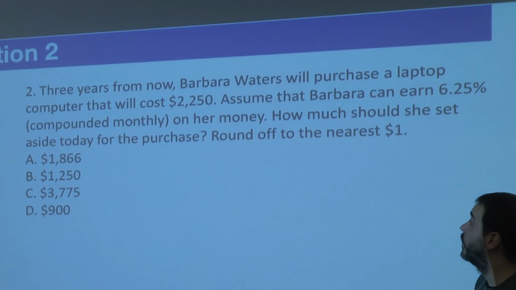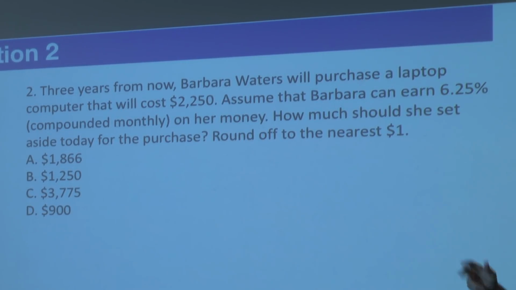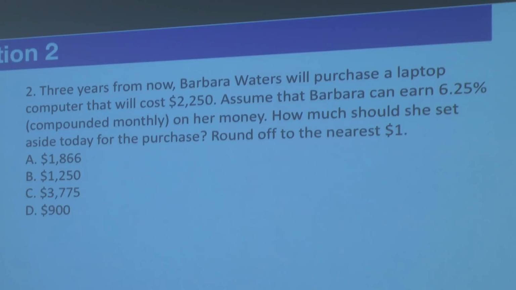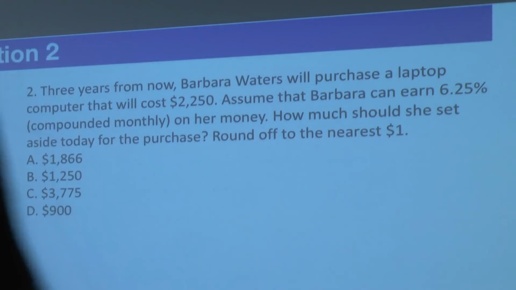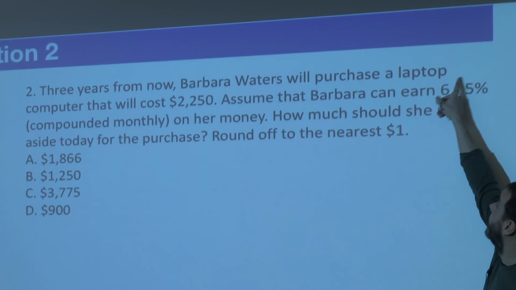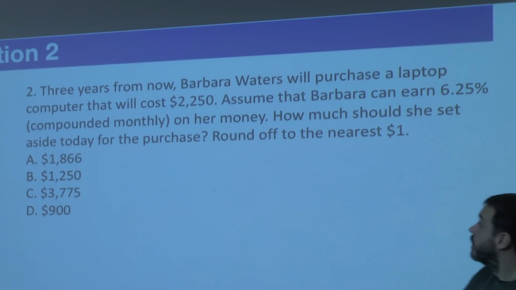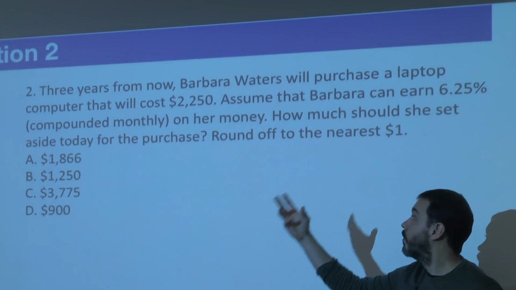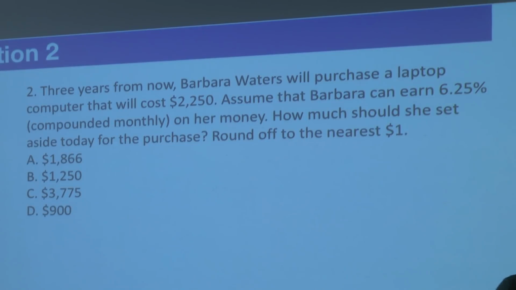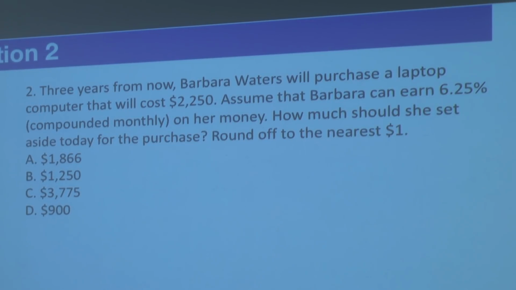We want to have $2,250 in 3 years. We want to know what amount we should deposit now so that, earning this interest rate month after month, in 3 years we will have exactly that. So how can I solve this?